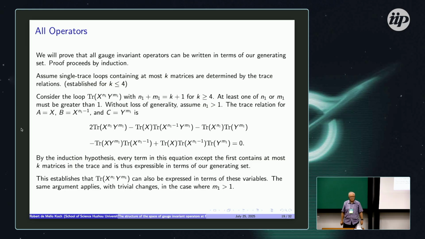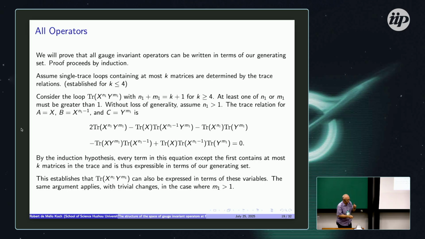They're both non-negative integers, so at least one of them has to be bigger than 1. Let's assume it's n1. Then we'll take A to be x, B to be x to the n1 minus 1, and C to be y to the m1. Plug it into the trace relation, and this is what we get. The first term is the trace that we want to determine. All of the other terms in this trace relation have k or fewer matrices in the trace, so all of them can indeed be written as polynomials in the primary invariants. That proves that the first term can also be written as a polynomial in the primary invariants.